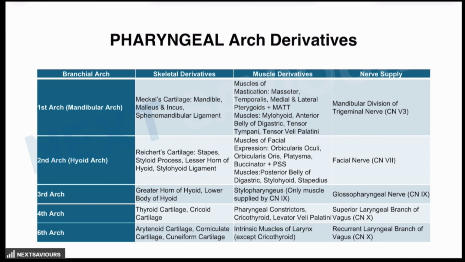So this is the table which you are very well aware of, like pharyngeal arch derivatives or the branchial arch derivatives, which they have asked multiple times. But today, the questions are not getting asked out of this table. This is the normal anatomical table.